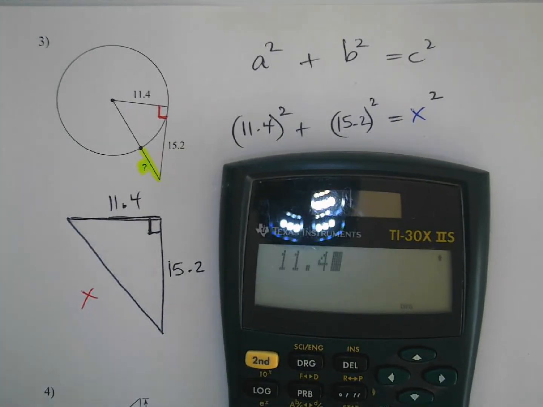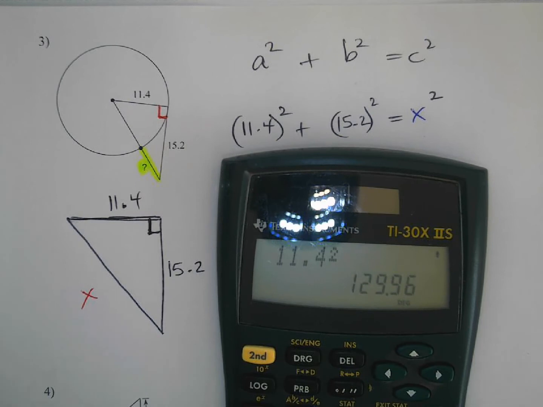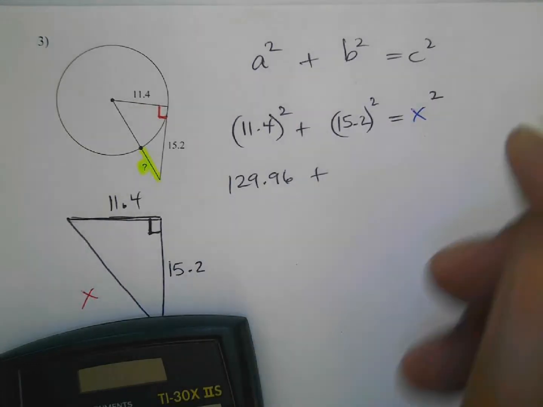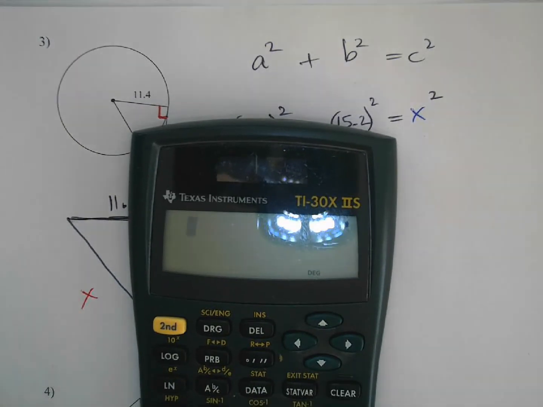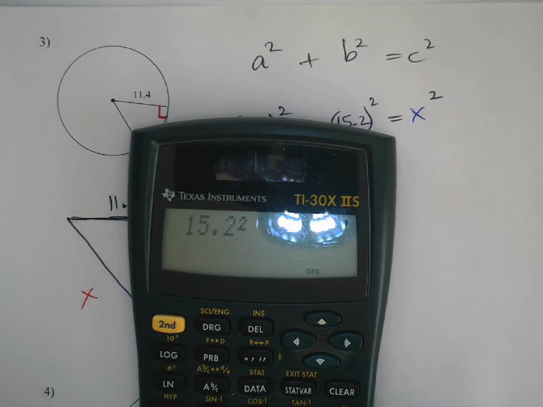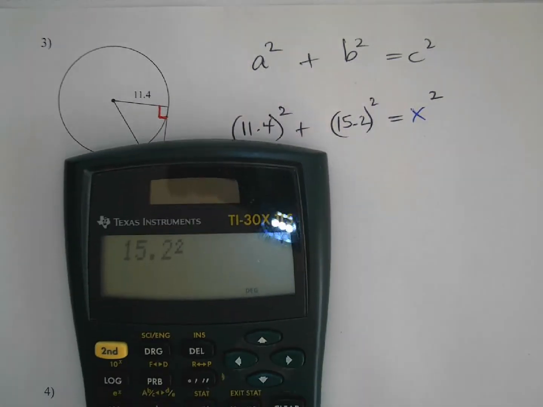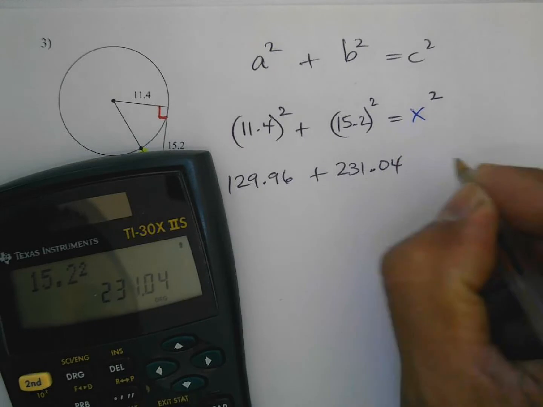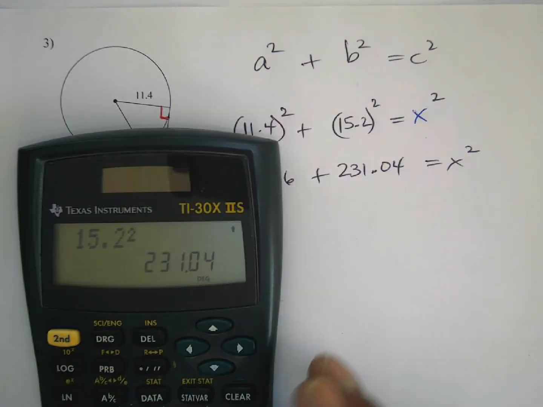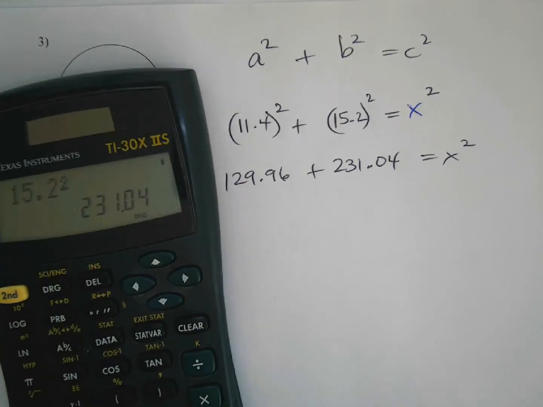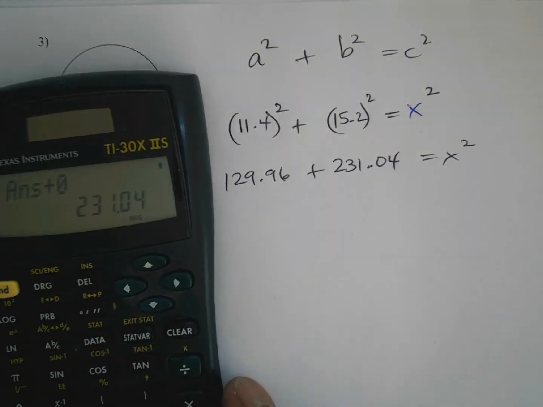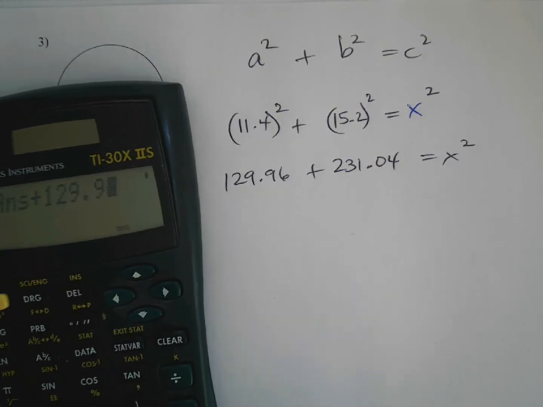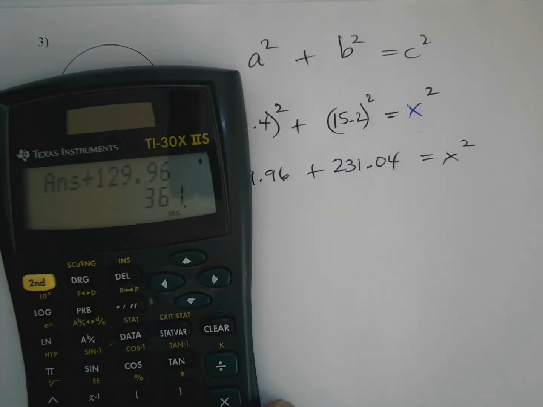So that'll be 11.4 squared is 129.96 plus 15.2 squared equals 231.04. Okay, and then I'm going to add these two, so 231.04 plus 129.96. Oh, it's exactly 361.